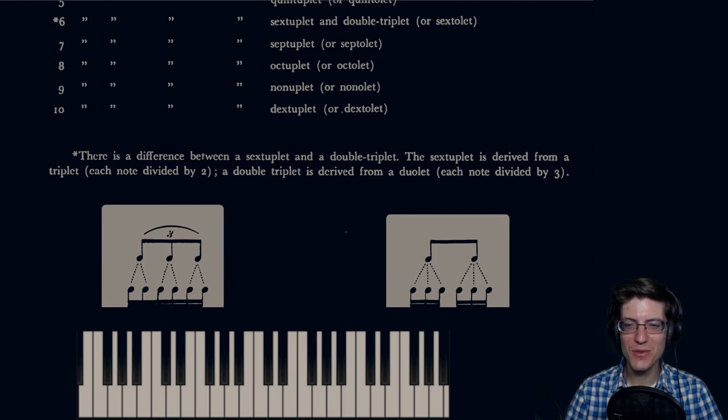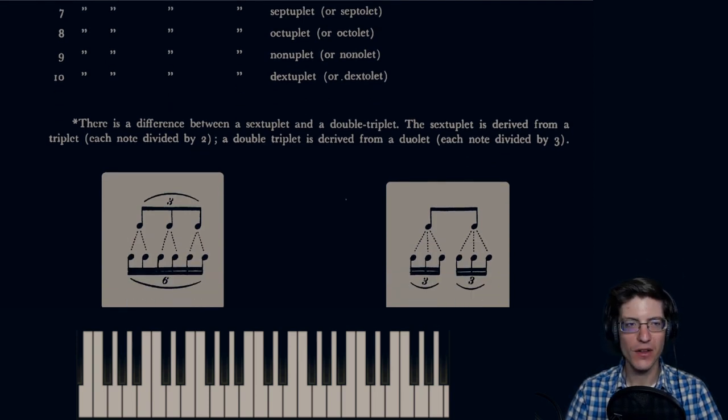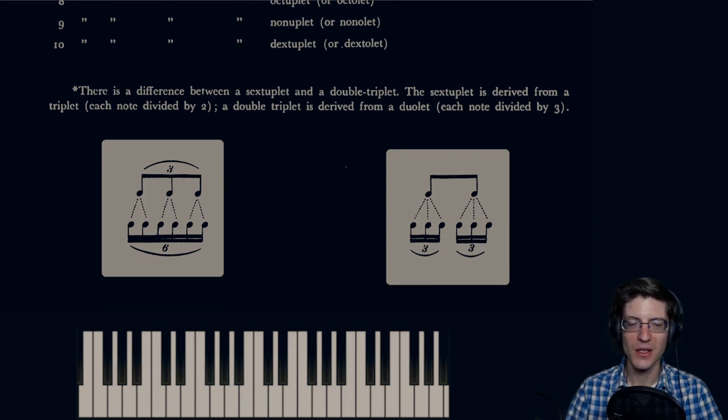There is a difference between a sextuplet and a double triplet. The sextuplet is derived from a triplet, each note divided by two. A double triplet is derived from a dualet, each note divided by three. So you see, each one is where it's getting its emphasis.